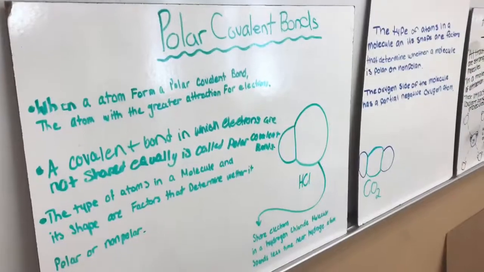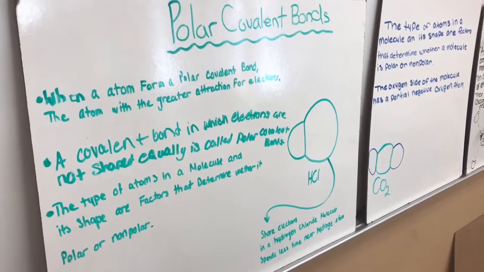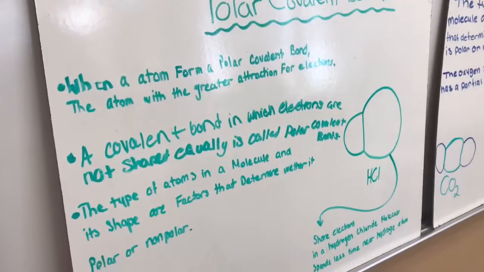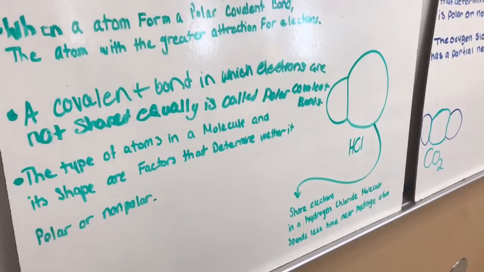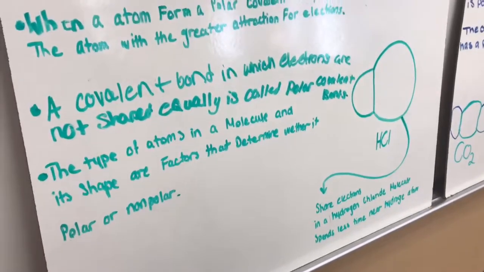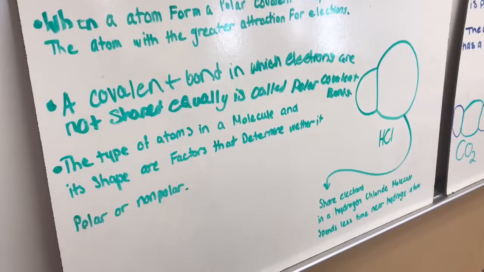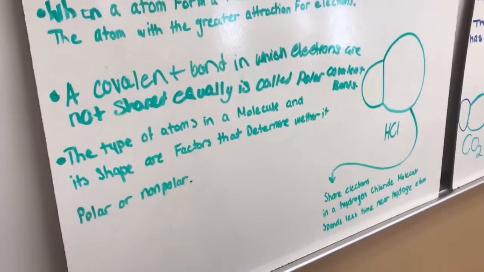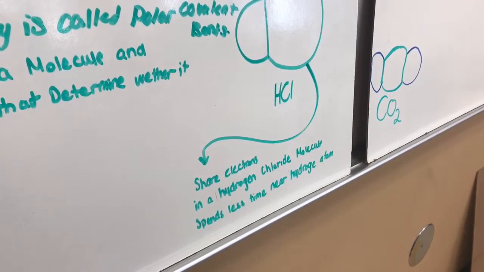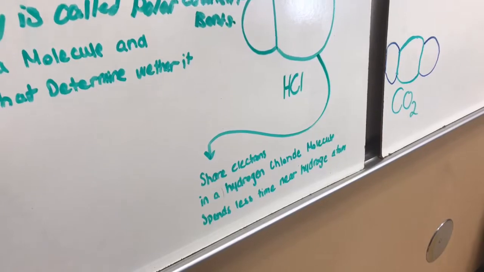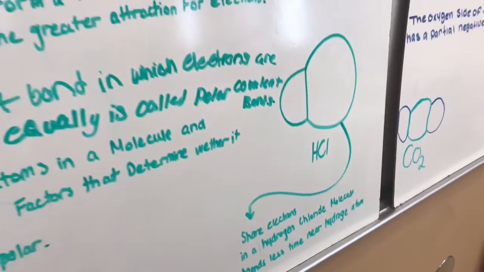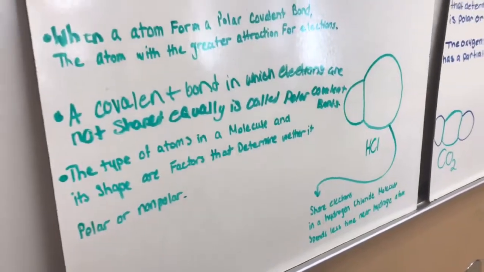Hold on. Tell us about polar covalent bonds. When an atom forms a polar covalent bond, the atom with the greater attraction for electrons... A covalent bond in which electrons are not shared equally is called a polar covalent bond. The type of atom and molecule and shape are the factors that determine whether it's polar or non-polar, like hydrogen chloride. Okay. So it says the electrons spend less time near the hydrogen atom, so this would be a polar covalent bond, okay? Because they do not share the electrons.